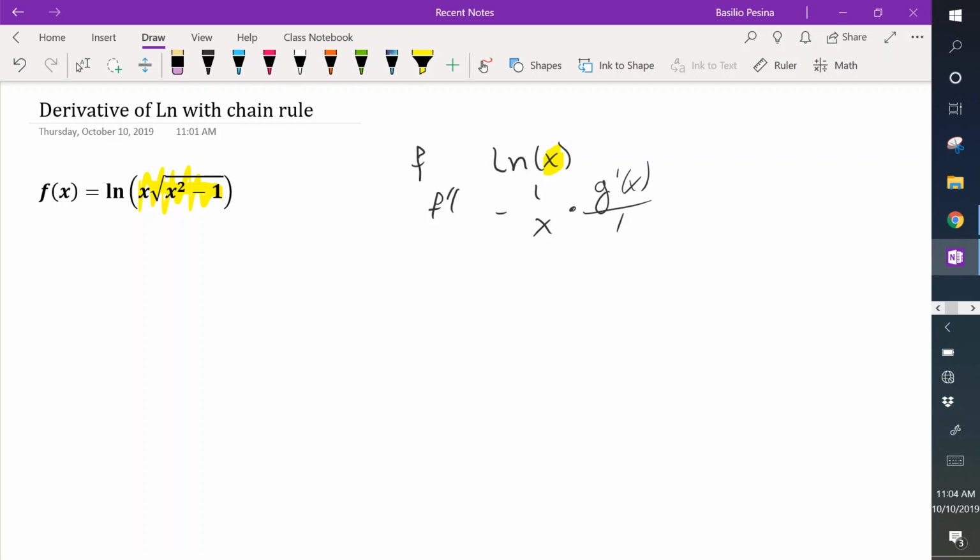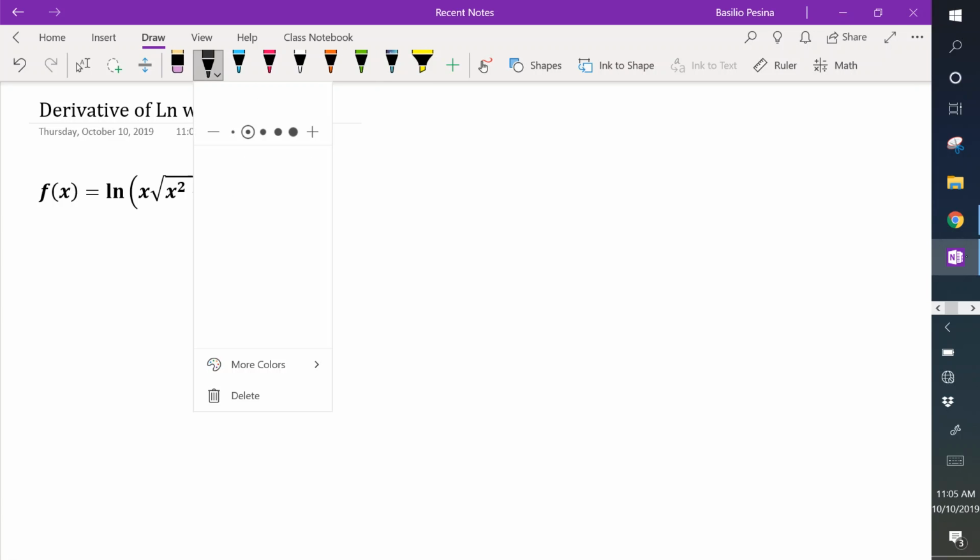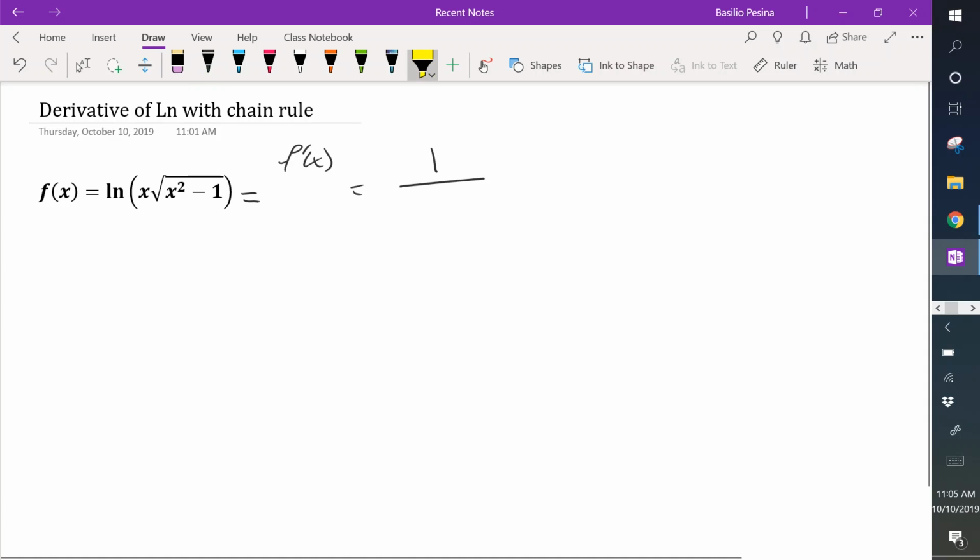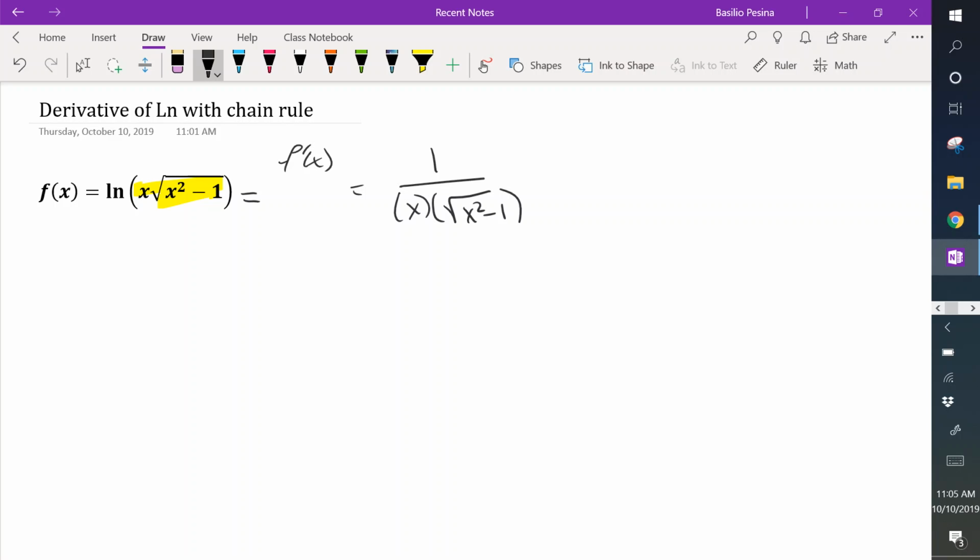So let's go ahead and begin and practice this problem right here. This will require you to know the basic property of a log and a product rule. So the first thing that I want to do is find the derivative right here. If I find f prime, this will give me 1 over all of this right here. So it's going to be x and the square root of x squared minus 1.